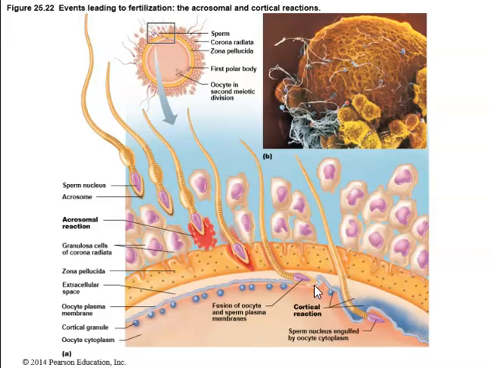This fusion will then induce the cortical reaction, in which the granules in the oocyte will secrete enzymes into the extracellular pellucida and destroy the sperm receptors so that no other sperm can bind to the oocyte, preventing any other sperm from binding to and entering the egg. So that is the cortical reaction. So in the acrosomal reaction, digestive enzymes are secreted so that the sperm can enter the egg. The cortical reaction occurs so that no other sperm can bind.